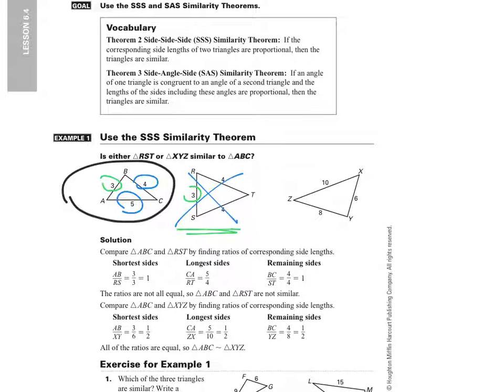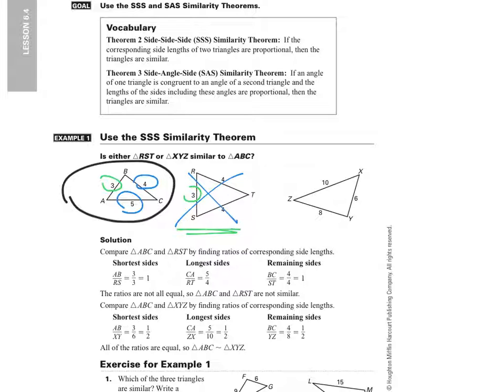Now, you're not going to have to find the one that's similar. I'm already going to give them to you. They're similar. You're going to have to just write the similarity, find the matches, and then find the scale factor. So let's go ahead and finish this up and write our similarity statement and our scale factor here.